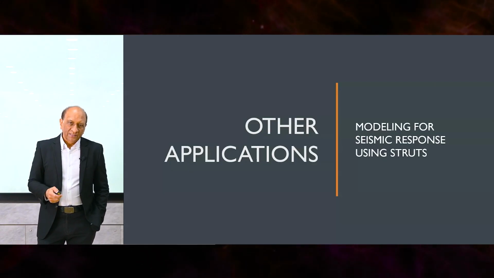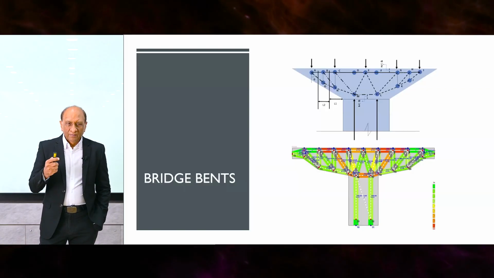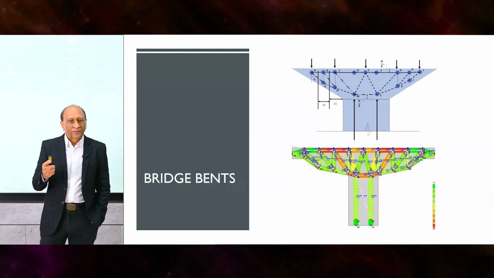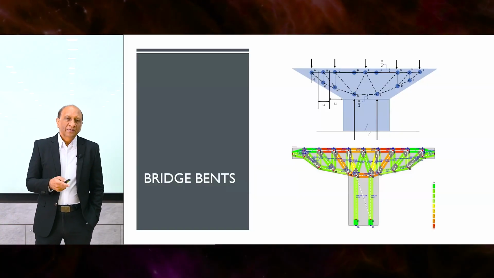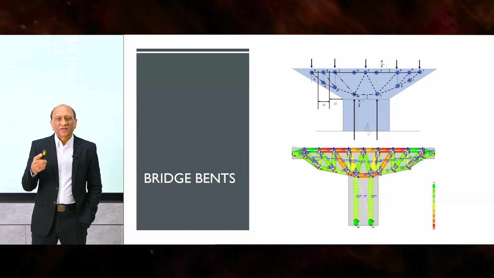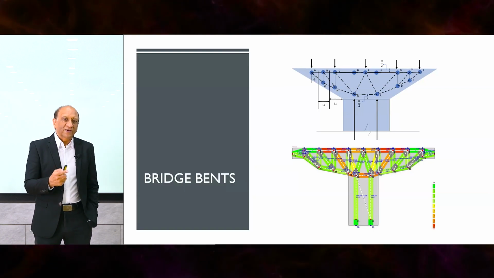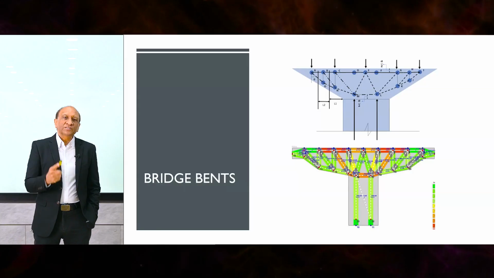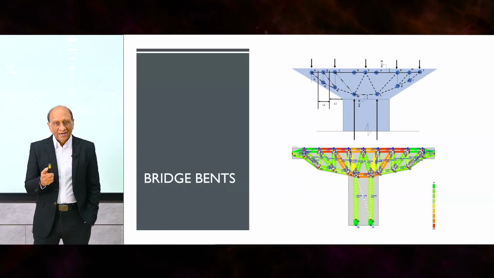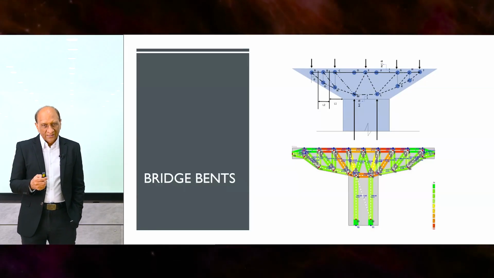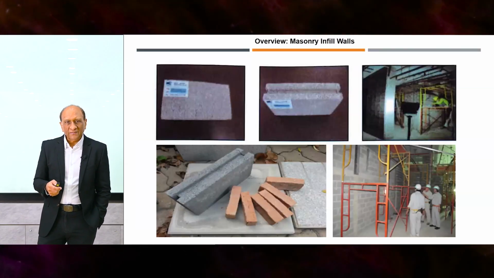Let's look at some other applications quickly. Bridge bents, a lot of application is there. People are doing a lot, especially post-tension bridges and all. It's ideally suited because the girders are point loads, perfectly located, the direction is clear, and the structure is large. So strut and tie is very useful for bridge bent analysis and design.